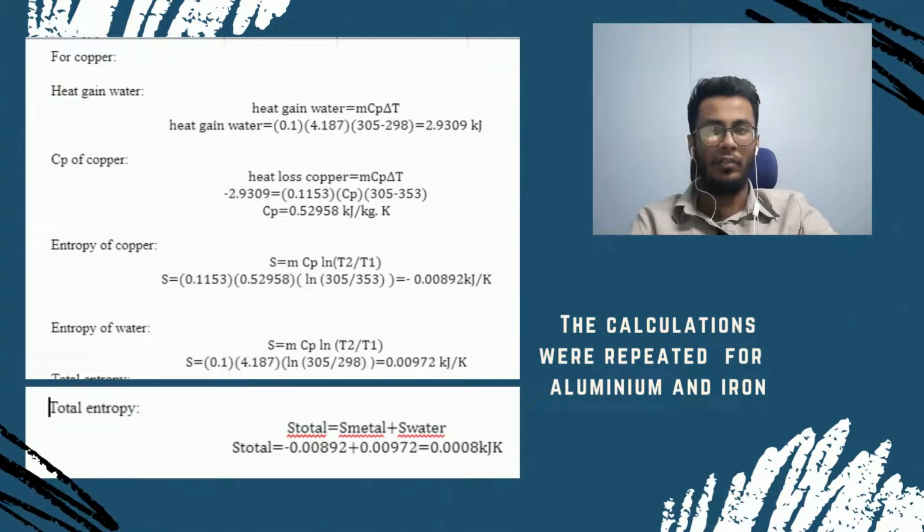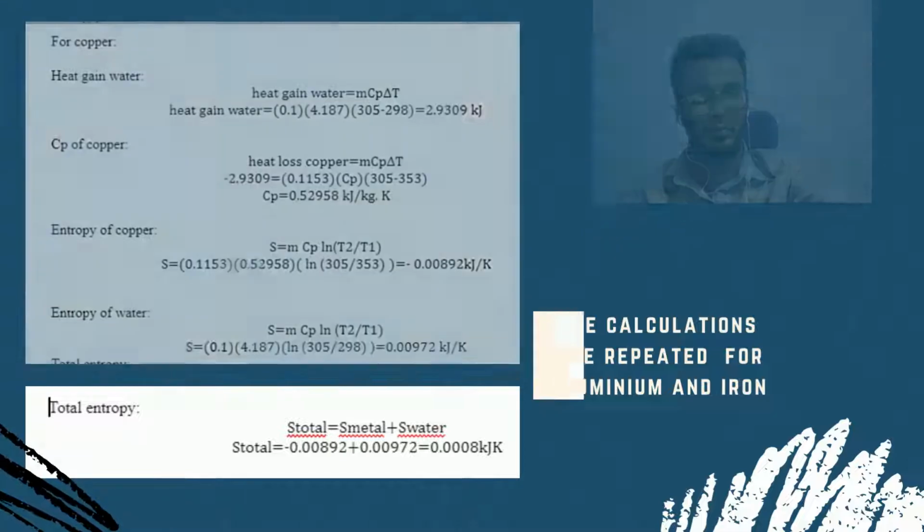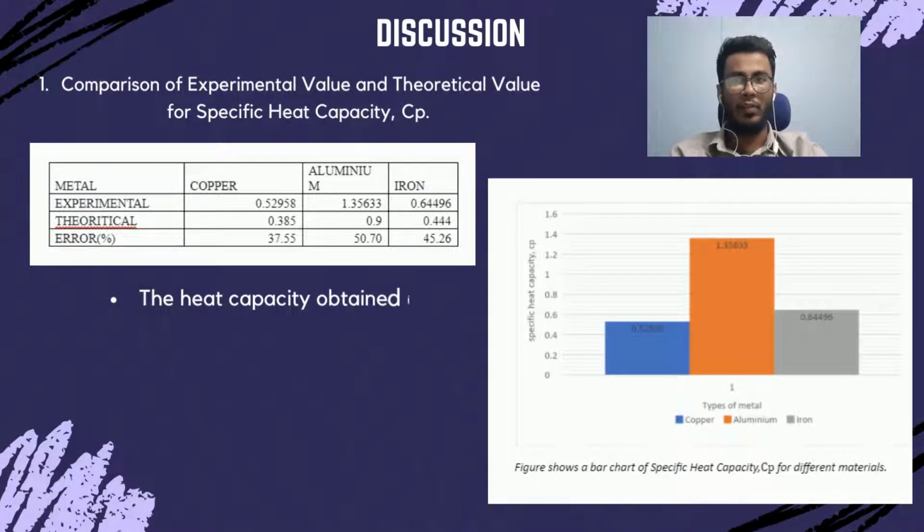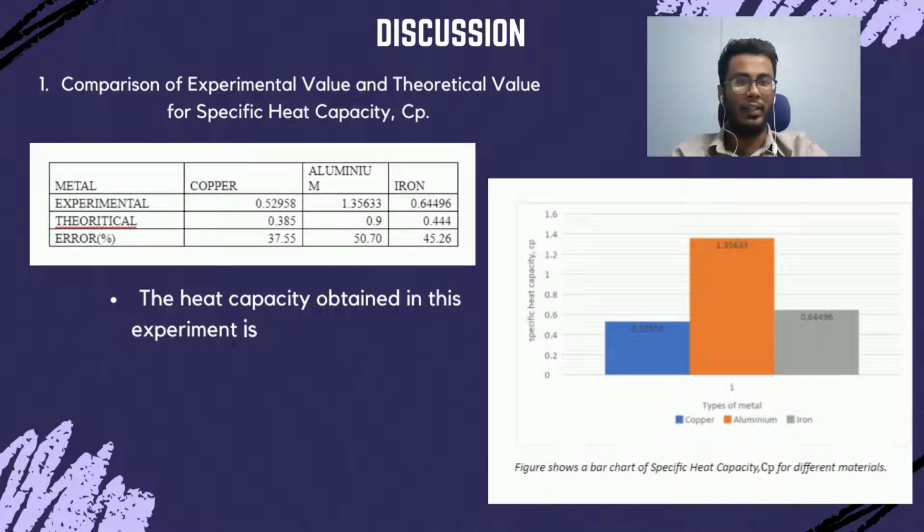And the calculation was repeated for aluminium and iron as well. Moving on to the next part, which is the discussion part. So the first discussion is the comparison of the experimental value and theoretical value for specific heat capacity.